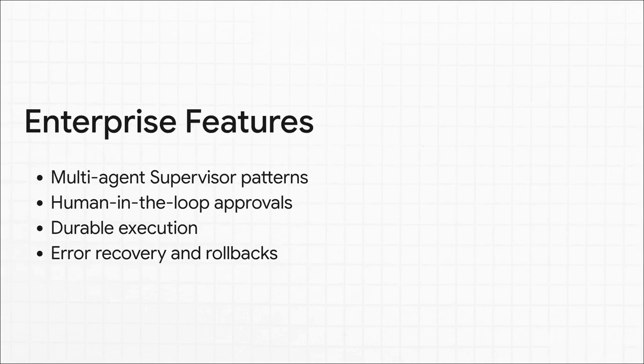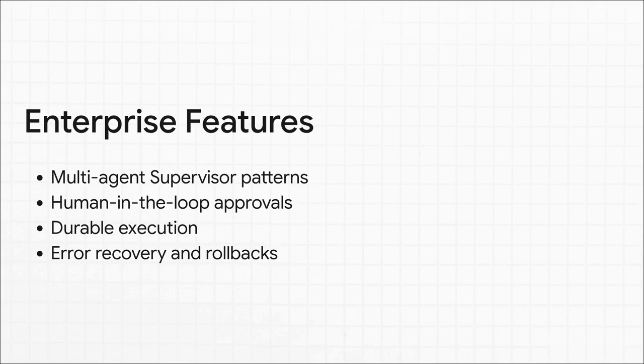By combining state and cycles, LangGraph delivers true enterprise-grade features. It supports multi-agent supervisor patterns, where a manager agent dynamically coordinates worker agents. It allows for durable execution, meaning your long-running workflows can actually survive a crash or an API timeout. But honestly, perhaps most importantly, it enables human-in-the-loop approvals.